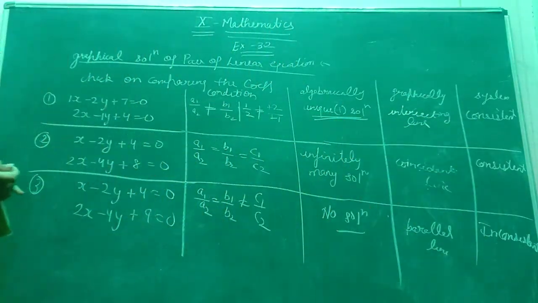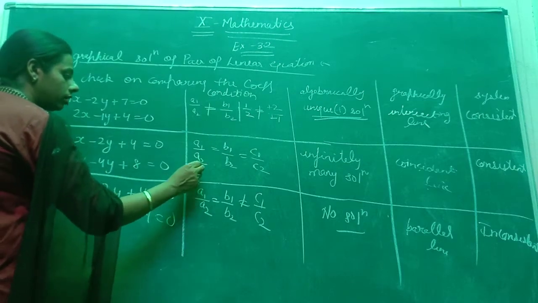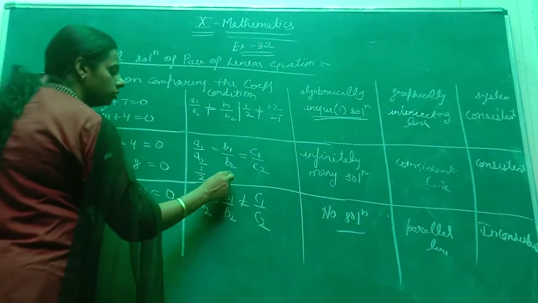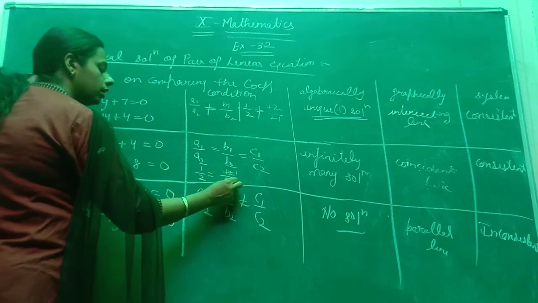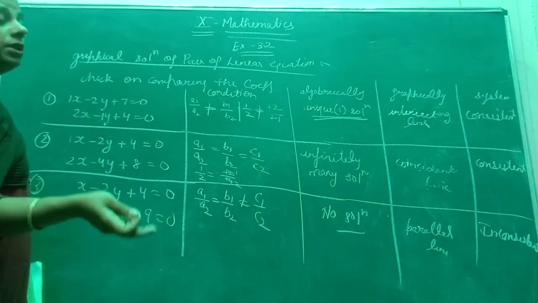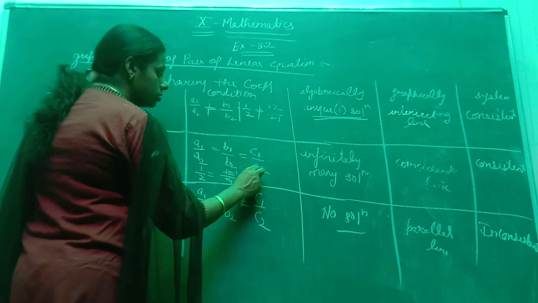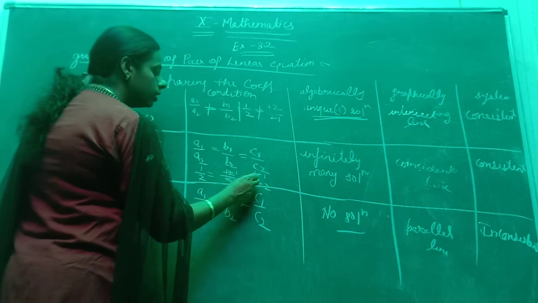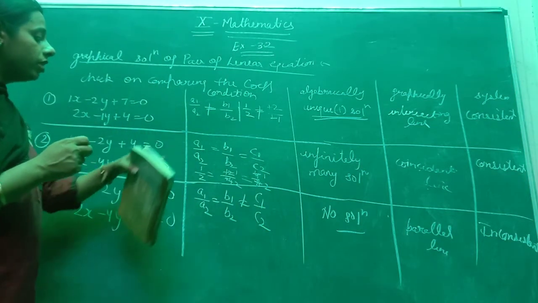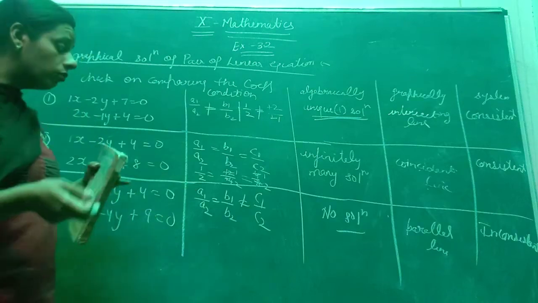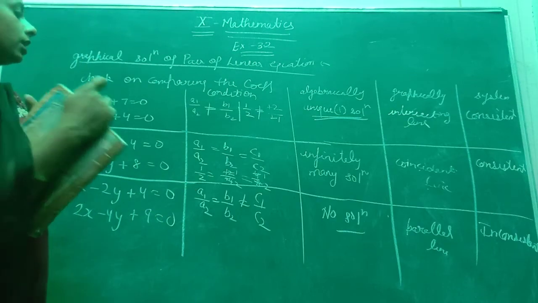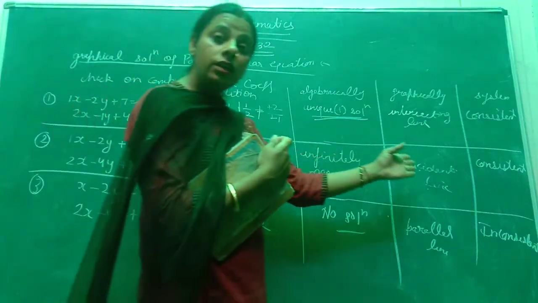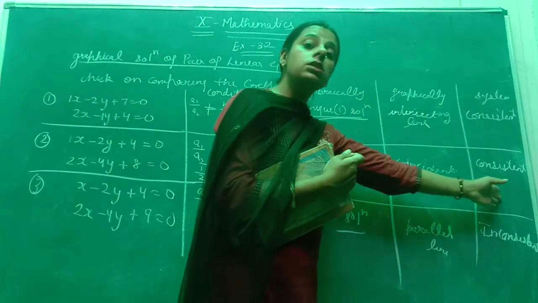In the same way, come to the second one, where the value of A1 is 1, value of A2 is 2, 1 by 2, value of B1 is minus 2, value of B2 is minus 4. Here you can see that they both are equal. So we need to compare with C1 and C2. You check here, the value of C1 is 4 and C2 is 8, that is also 1 by 2. Now you can see that all three are equal. So you can say that about their algebraic solution, that they have infinitely many solutions. The lines are coincident lines, they are lying on each other, and the system is consistent.